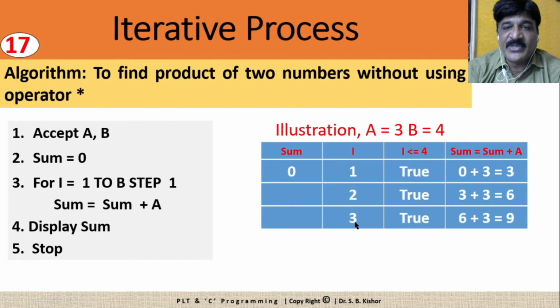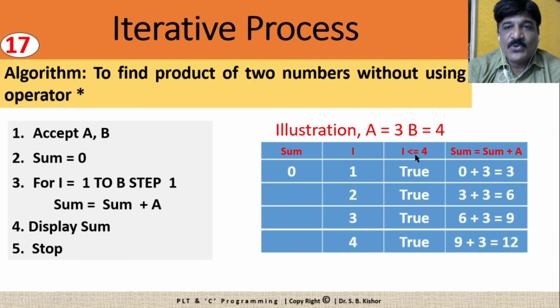Then the value of I will become 3. 3 is less than 4? Yes. So previous sum plus a. So it will become 9. Then the value of I will become 4. 4 is less than 4? Not less, but equal, so still the condition is true.